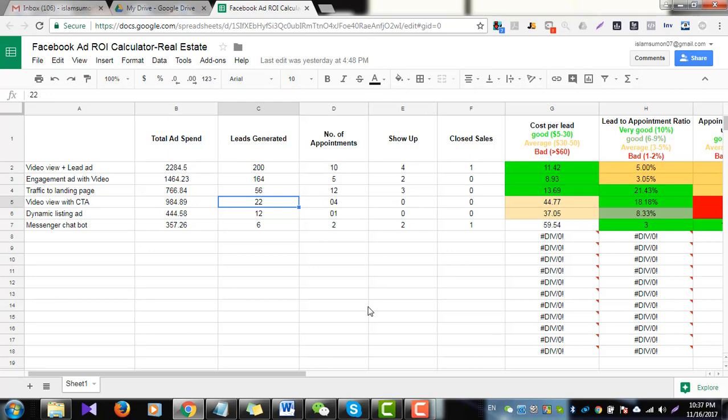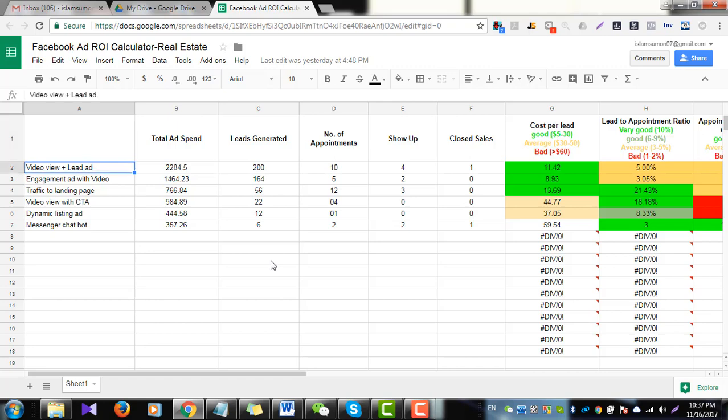So how does it work? In this calculator, the end goal is to measure how much you are spending and how many sales you are closing, right? But before I begin, I admit that sales don't come overnight in the real estate industry. I totally get that, and you have to nurture your leads. So keeping that in mind, let's see how these things work.